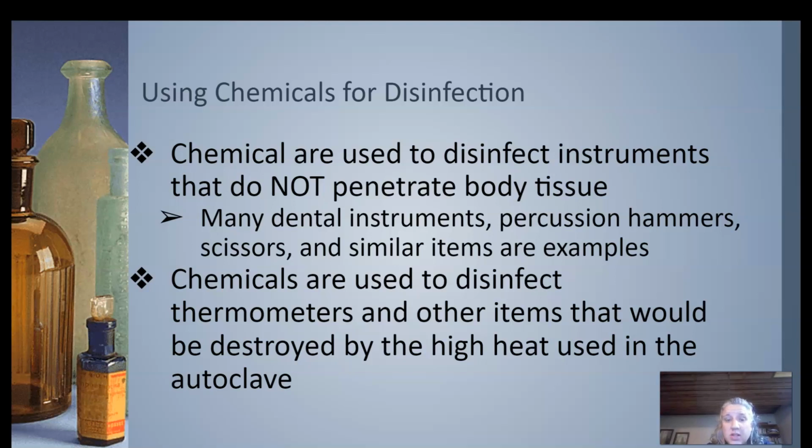So you want to remember chemicals are used to disinfect instruments that do not penetrate the body tissue. Chemicals are used to disinfect thermometers and other items that would be destroyed by the high heat used in the autoclave. Same thing with the thermometers, those don't penetrate our body, which means they're not cut into our skin. And if you put that thermometer into the autoclave, it would be ruined. Same thing with dental instruments. They're used to clean your mouth, to scrape at your teeth, maybe scrape at your gums, but they don't cut into our gums. So that's why chemical disinfectant can be used.